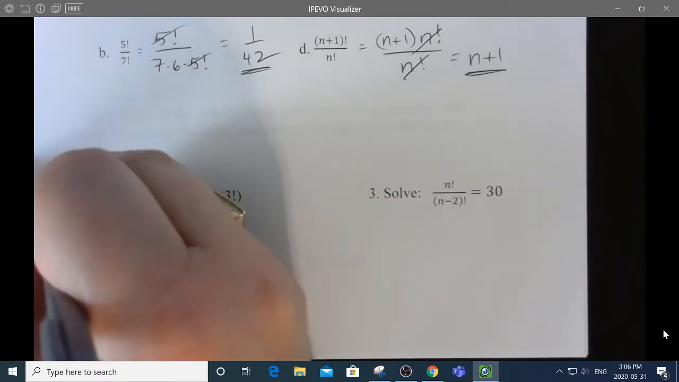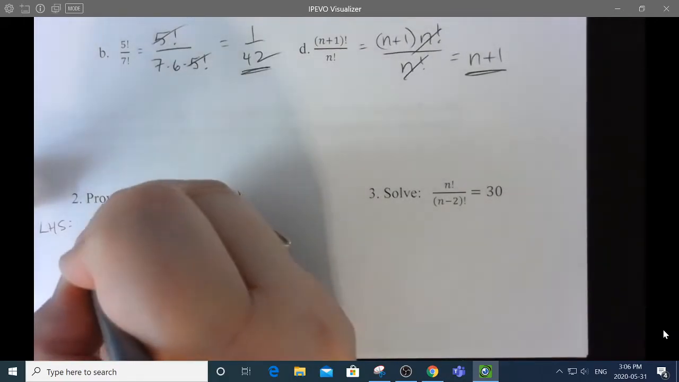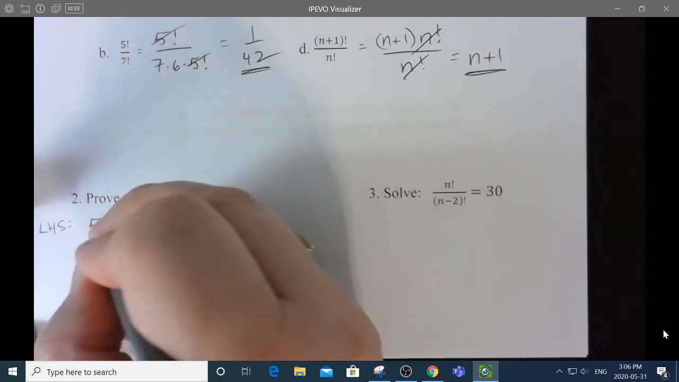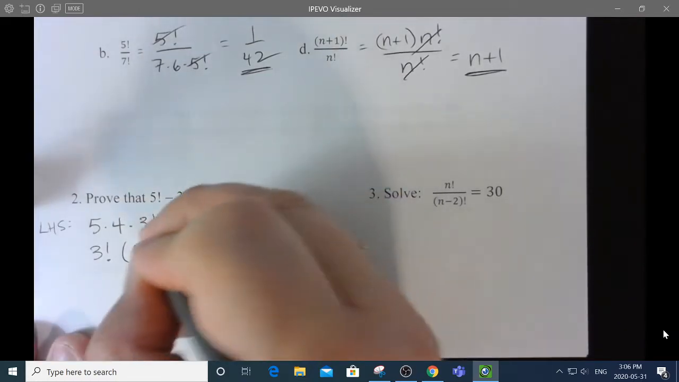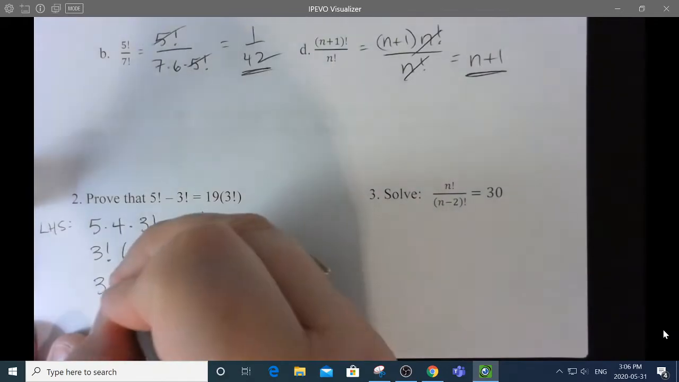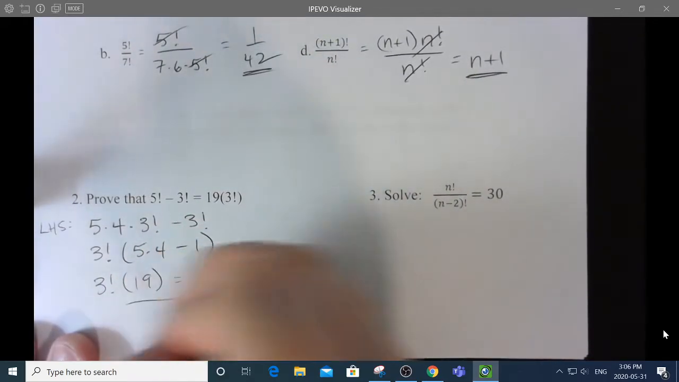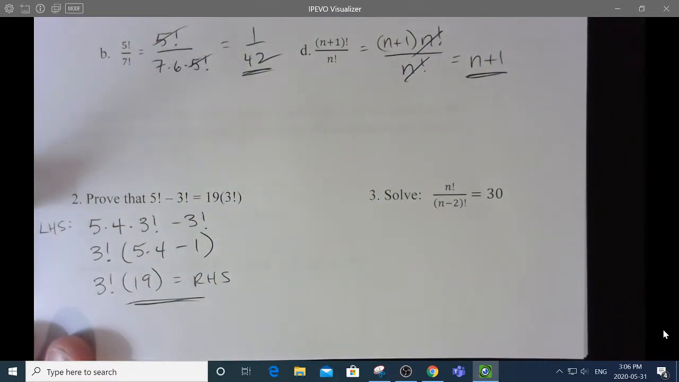And notice I'm taking the left-hand side here. Then I'm going to factor out 3 factorial, leaving me with 5 times 4. And when you factor something out of itself, it leaves behind 1. So that's 3 factorial times 20 minus 1, which is equal to the right-hand side. Oh, that's way prettier than actually working those out as numbers.